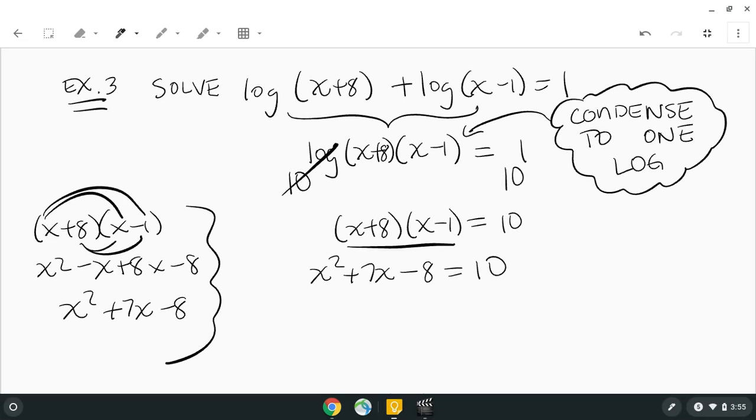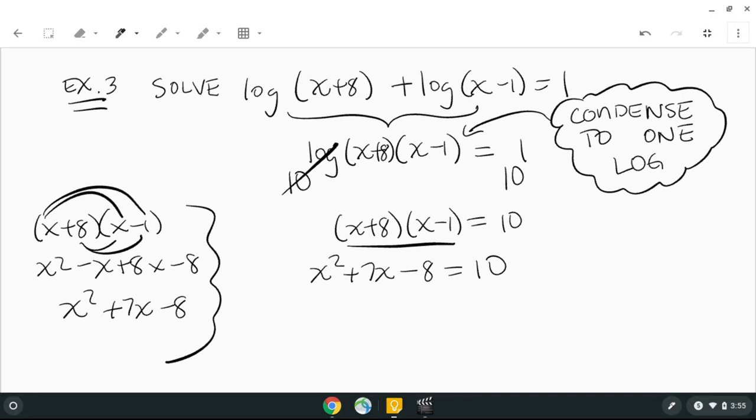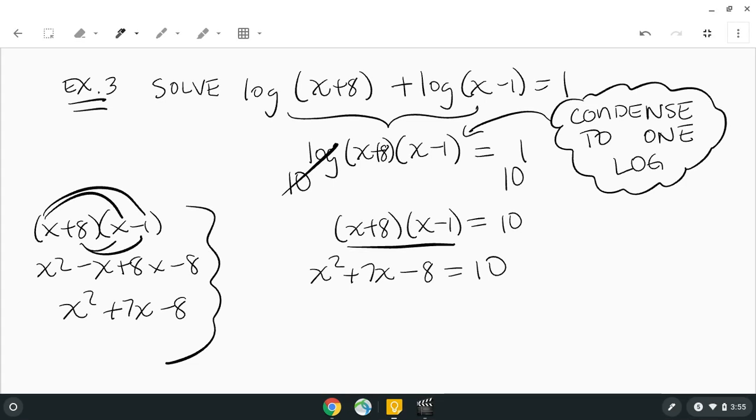And so that's the first thing you want to do. Condense it to one log. Okay. Then you can go ahead and base both sides to get rid of the log. And now we have a quadratic. So we're going to go ahead and set this equal to 0. So let's go ahead and subtract 10 on both sides.